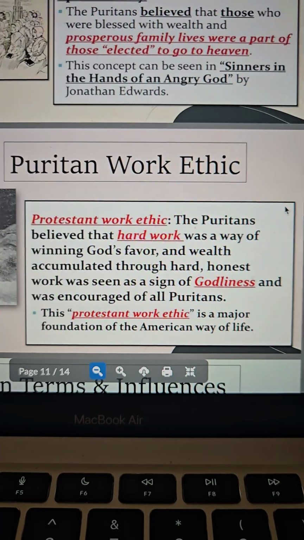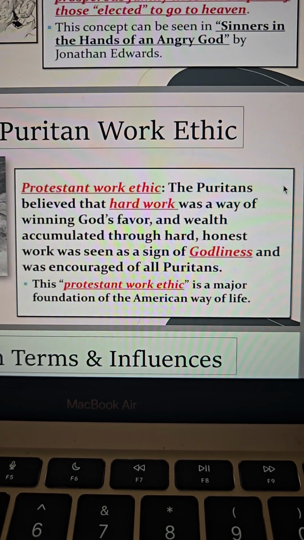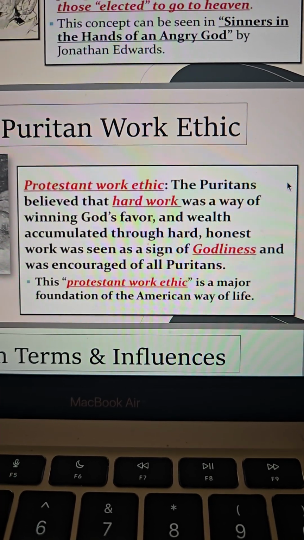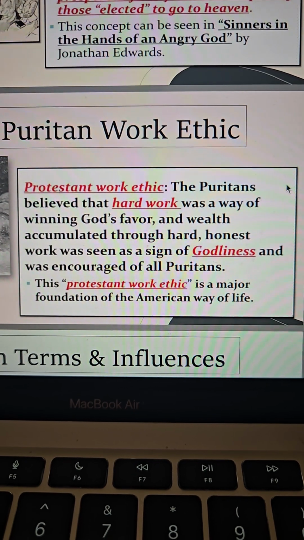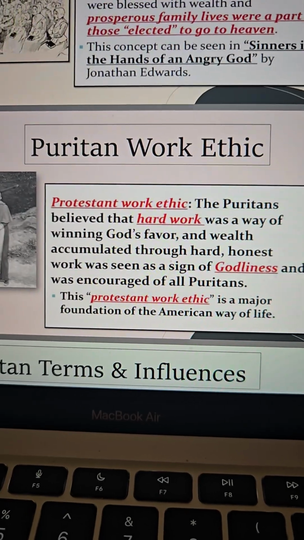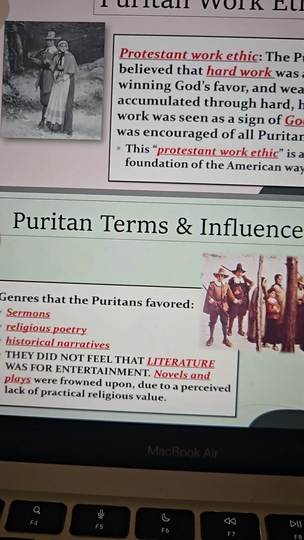They also had a work ethic. The Protestant work ethic during this time, the Puritans believed that hard work was a way of winning God's favor, and wealth accumulated through hard, honest work was seen as a sign of godliness and was encouraged by all Puritans. This Protestant work ethic is a major foundation in the American way of life. So godliness is next to cleanliness.